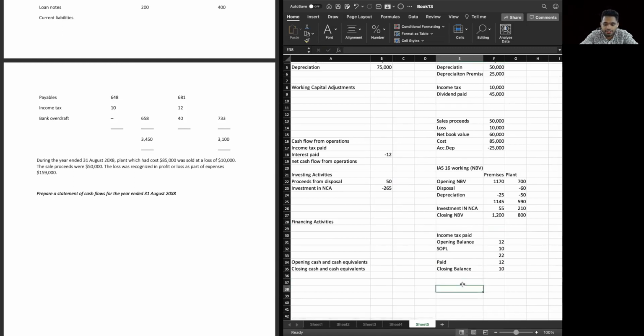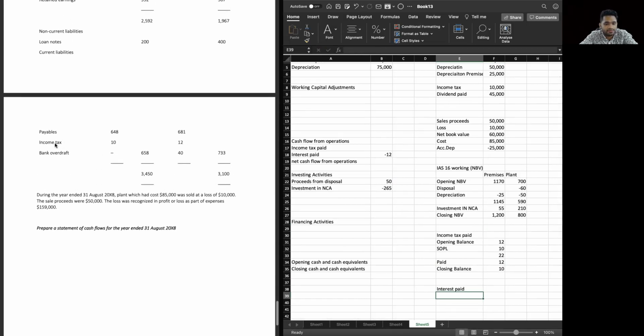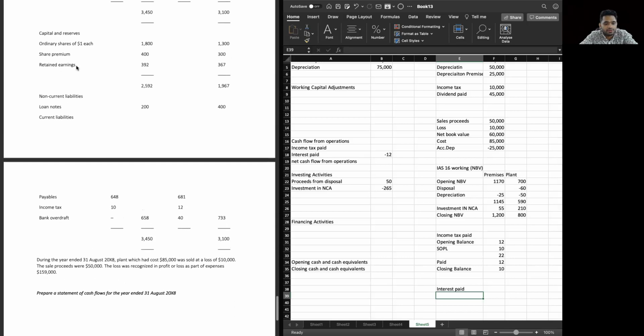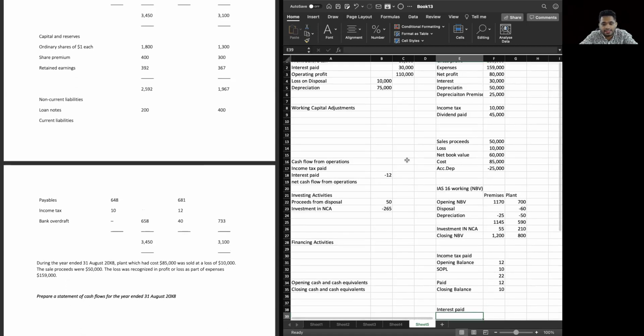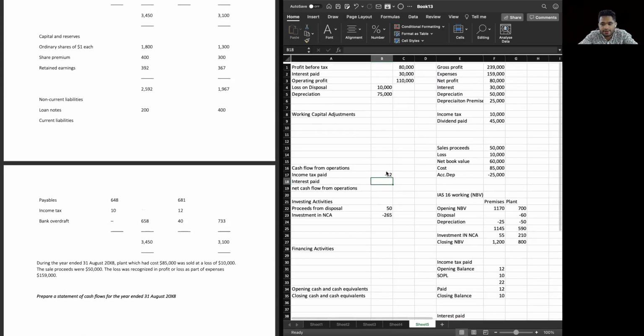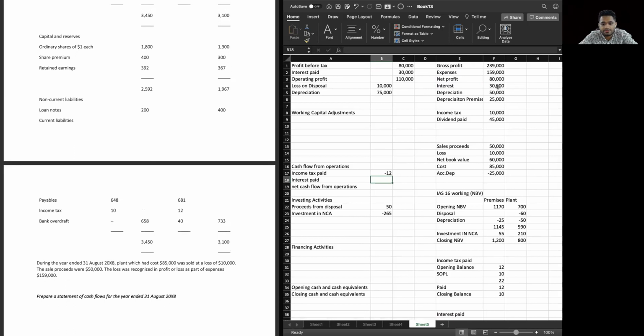The next information is about the interest. So now the interest, you don't have an opening liability, right? There is no opening amount given to you, right? Or a liability or an accrued amount. So we'll have to assume that the entire interest has been paid. So the interest expense was 30. So that entire expense of 30 would be paid. So there would be a cash outflow of 30 in terms of the interest. The next is the dividend, which is under financing activities, where your dividend paid is going to be 45,000.